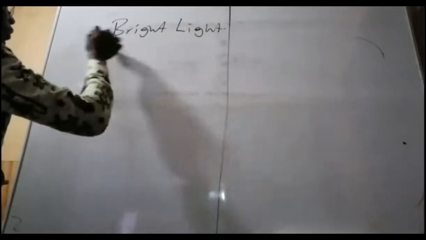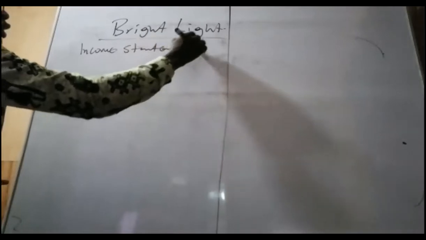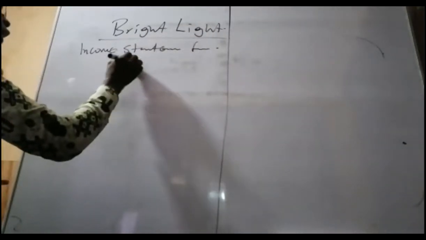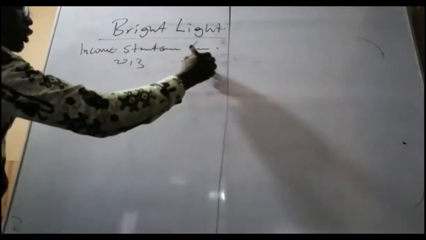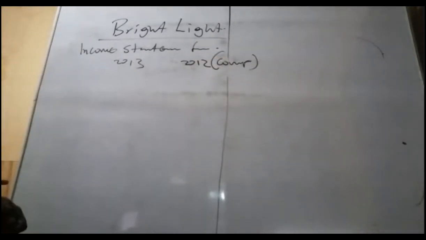Okay, so we have to prepare the income statement. I'll do it here. So first, the name of the company, Bright Light Limited. I'll tell the examiner, income statement for the year ended. This is 2013, current year, and 2012, comparative. Now, for accounting policy, you need comparative information. And for errors too, yes, you need comparative information. But for estimates, you don't need comparative information. Take note.